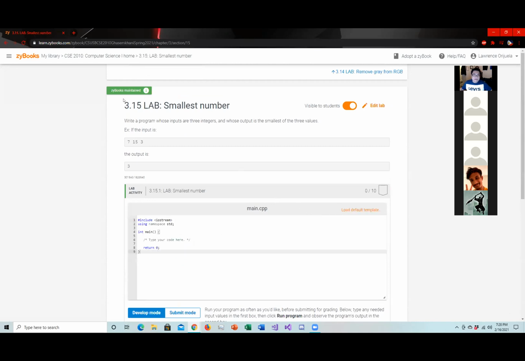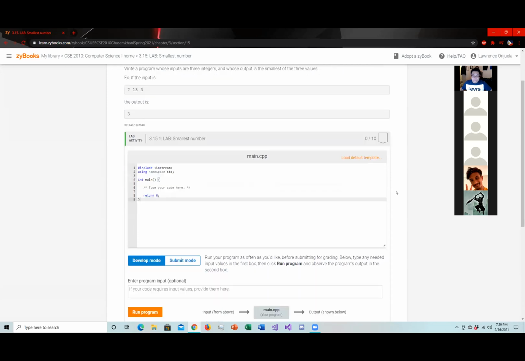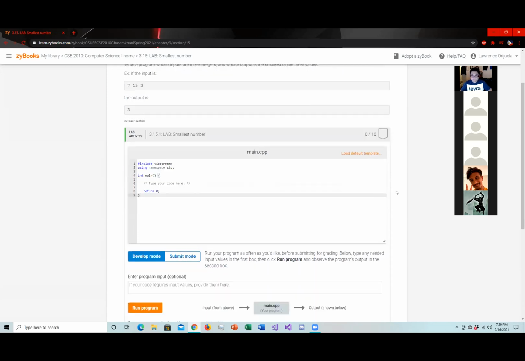Okay, so lab 3.15, smallest number. Now that I think about it, I think that this lab should have been listed first before the other one, because this one's simpler. Write a program whose inputs are 3 integers and output the smallest of the 3 values. So it's very similar to the last lab, except we're just trying to find the lowest of the 3 numbers, and not do anything beyond that. In the previous lab, we were subtracting the lowest number from all the other numbers, right?